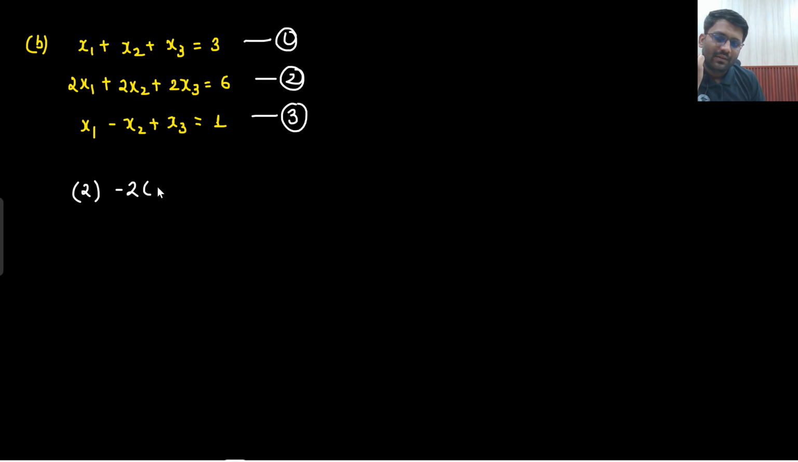What am I getting? From equation 2, I am subtracting twice of equation 1. What will I get? Twice of equation 1. 2x1. This is your equation 2. And what will be twice of equation 1? That would be 2x1 plus 2x2 plus 2x3 equals 6. So 6 minus 6 will be 0. So will you get 0 equals 0?